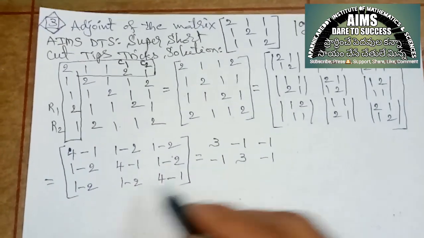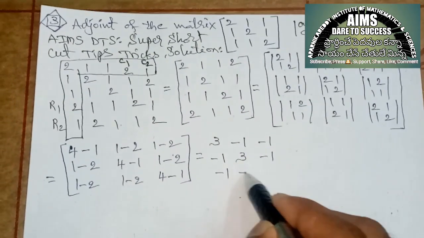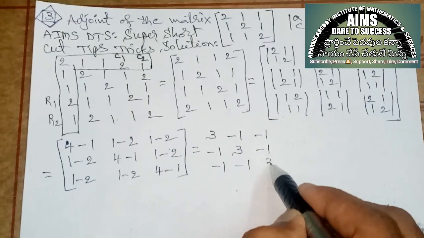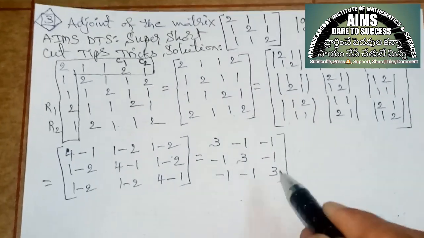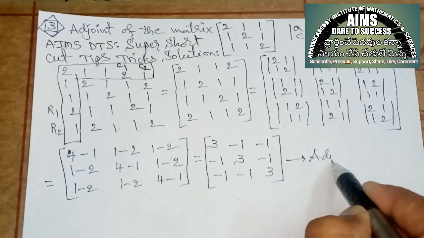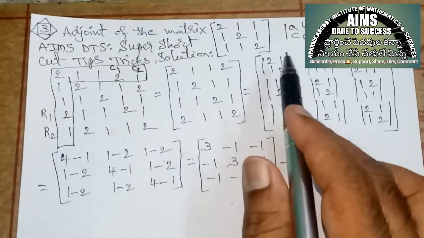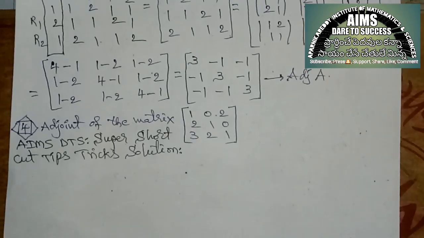1 minus 2 is minus 1, three times, and 4 minus 1 is 3. This is the adjoint of the given matrix 2 1 1 1 2 1 1 1 2.